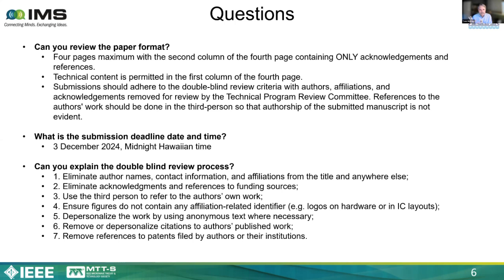Don't, in the paper submission, eliminate acknowledgments and references to funding sources. Use the 3rd person to refer to the author, your previous work. So you can't say, in 2012 we did so and so. You have to say in 2012, this was done in the 3rd person by referring to a reference. So you have to depersonalize that.